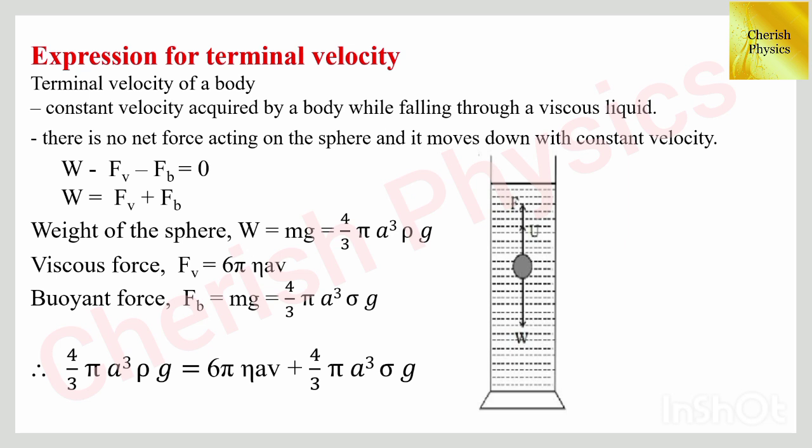Next is the experimental determination of terminal velocity. The terminal velocity is the constant velocity acquired by the body while falling through a viscous liquid.